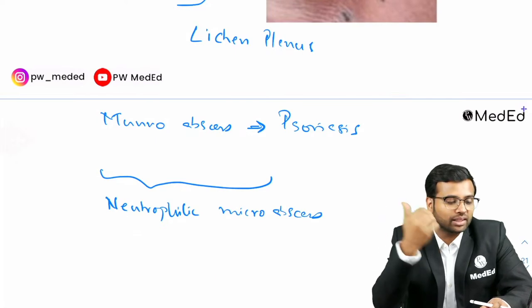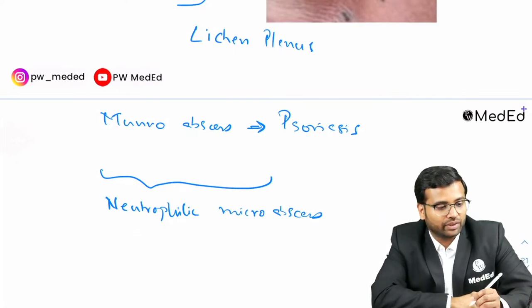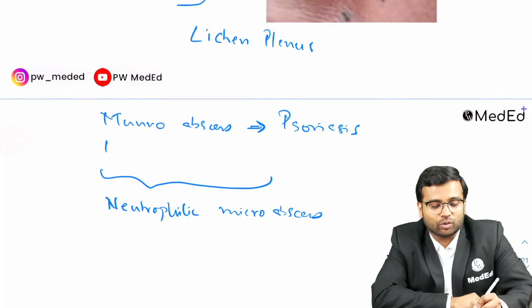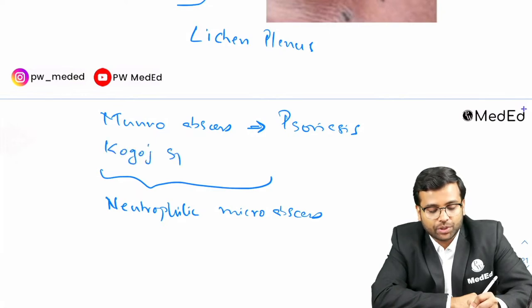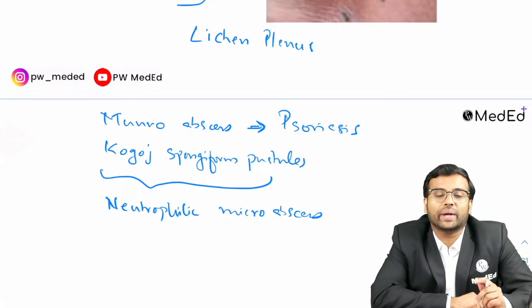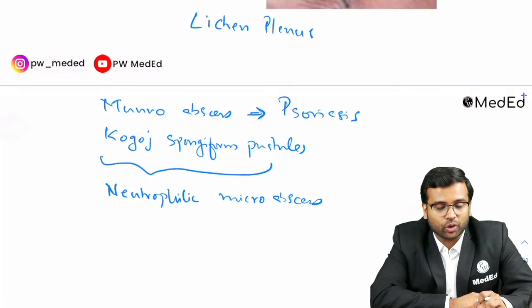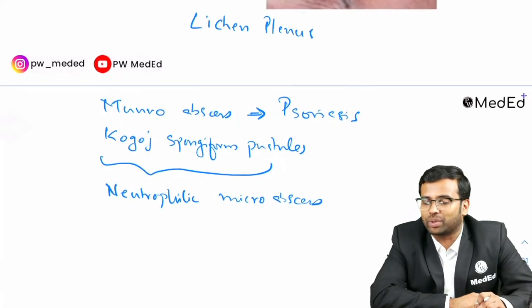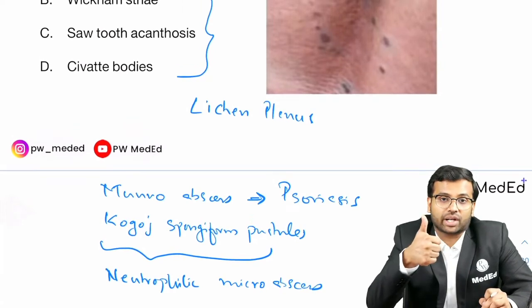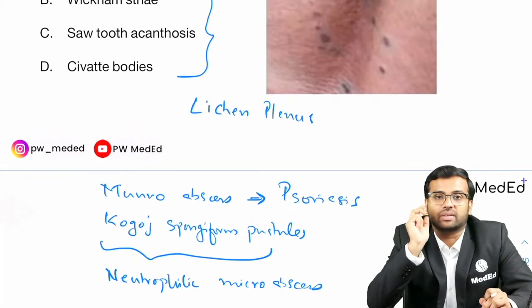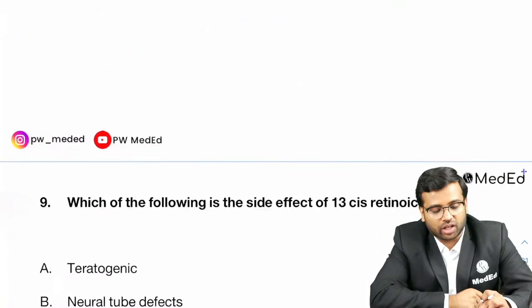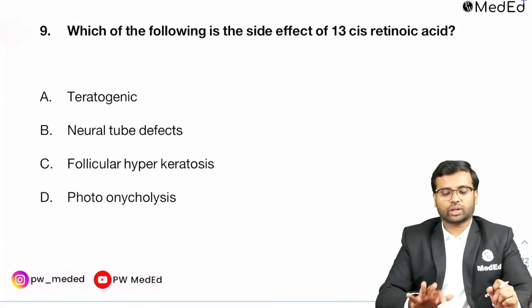What is the name of the other neutrophilic microabscess? Would anybody like to give it a try in the chat box? Here the right answer would be Kogoj spongiform pustules. So these are the two examples of neutrophilic microabscess which you can see in psoriasis: Munro's microabscess and Kogoj spongiform pustules. Okay, and remember, Wickham's striae, sawtooth acanthosis and civatte bodies, all these things are seen in lichen planus. Very good, Rajarana. Excellent. So now let's move to the next one.